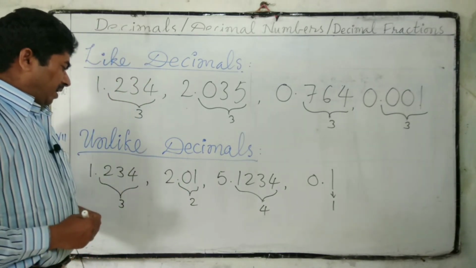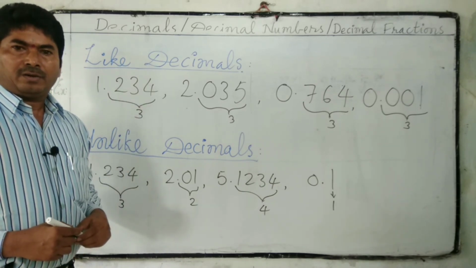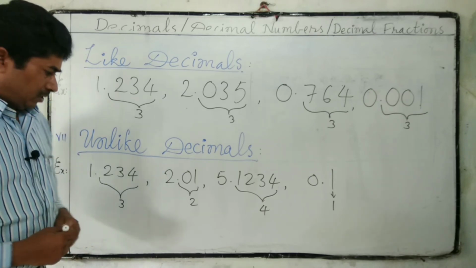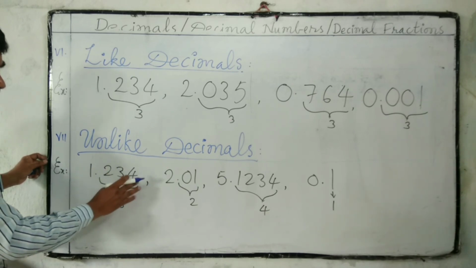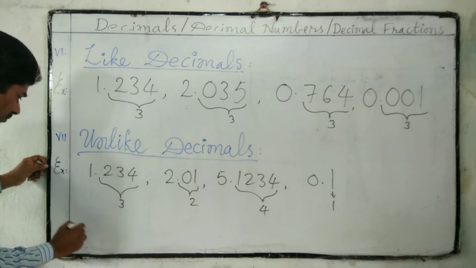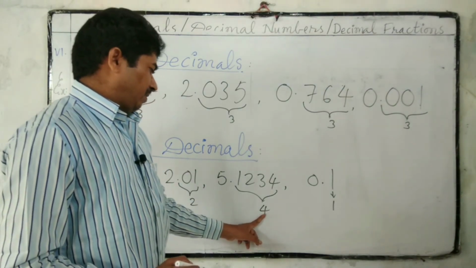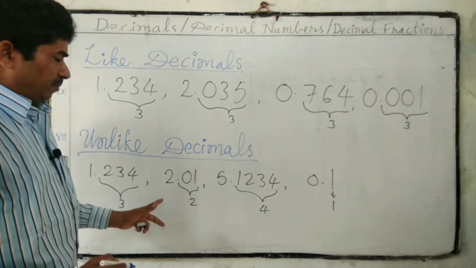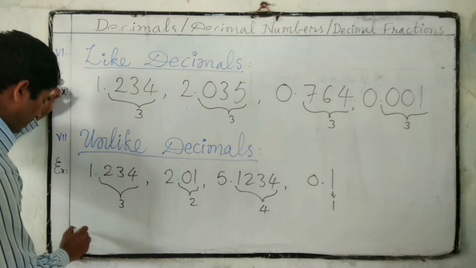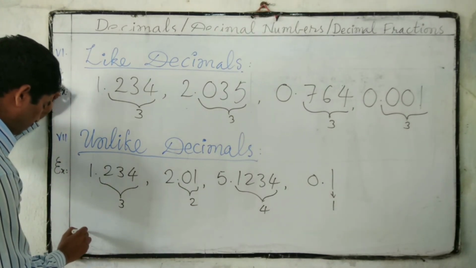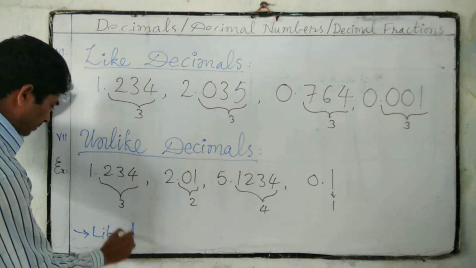We can make unlike decimals into like decimals very easily. Let us see how to convert unlike decimals to like decimals. In this we have 4 decimal places. That's why we have to make all decimal parts 4 decimal places. Like decimals, we are converting to like decimals.